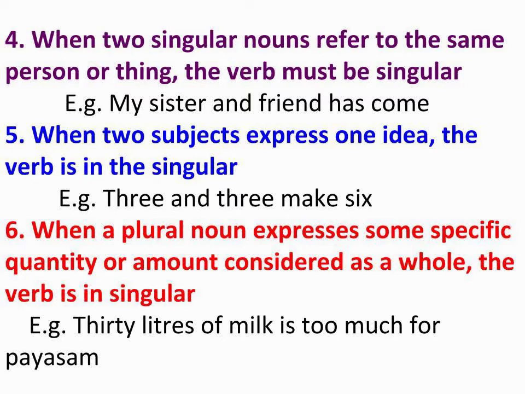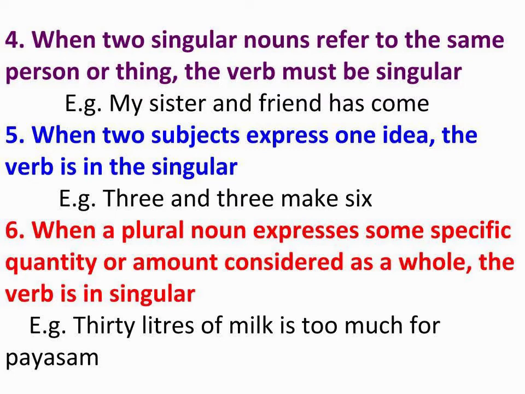Fifth example, when two subjects express one idea, the verb is in the singular. 3 and 3 makes 6. It has to be singular, they have said. So make will not come, makes 6. Sorry students, please listen. 3 and 3 makes 6.